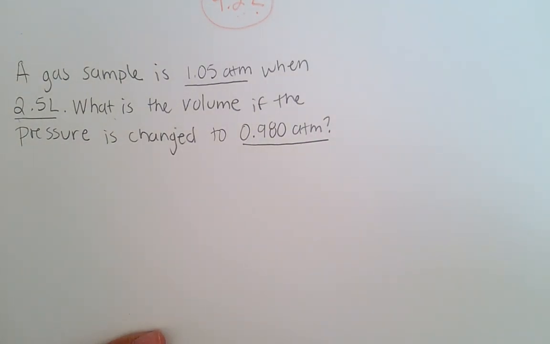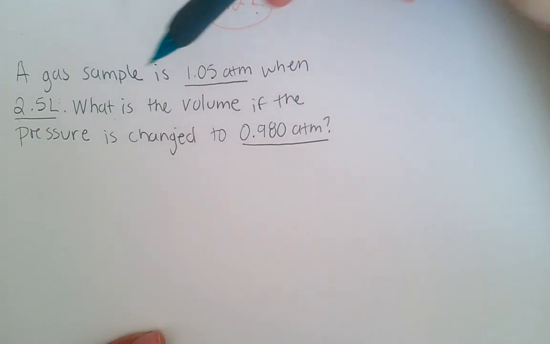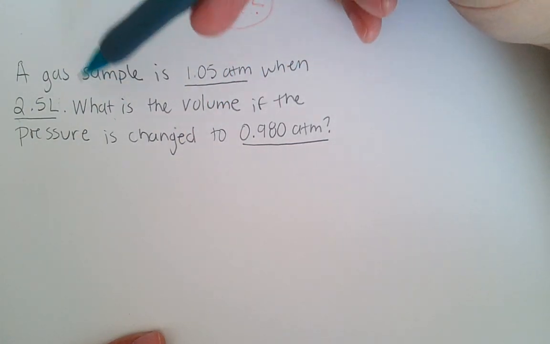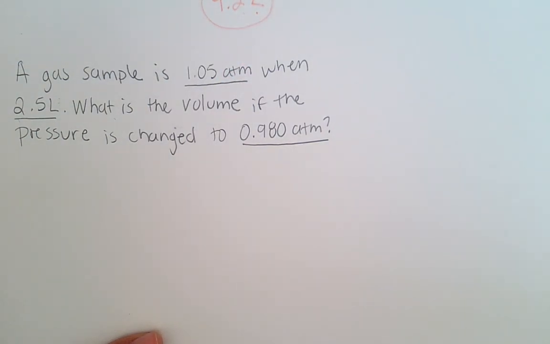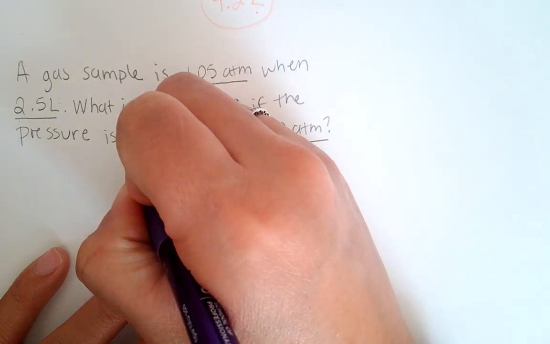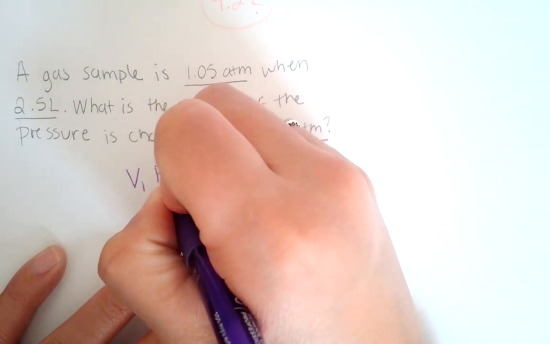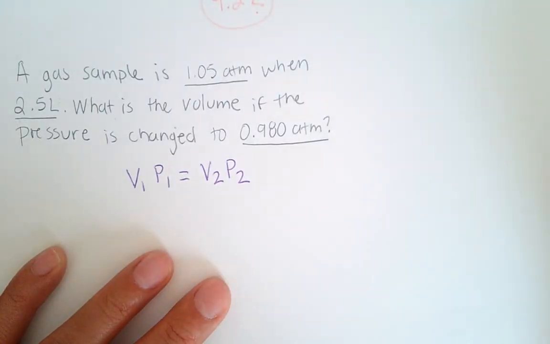As you notice, and you will have this in your cheat sheet, ATM is pressure, so I know that's what I'm working with. We looked at L before, L is volume. So this is pressure and volume, and we automatically know this is Boyle's law. So what does Boyle's law look like when we look at the equation? Boyle's law looks like the following: volume 1 times pressure 1 is equal to volume 2 times pressure 2.